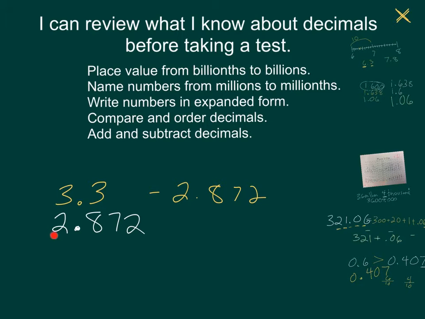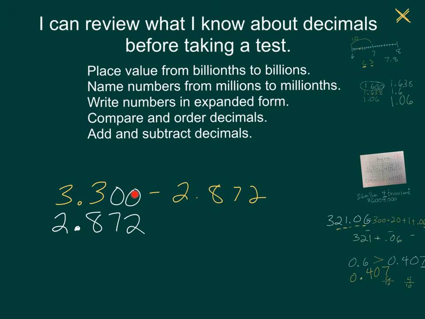Just double check your lineup. Yes, the ones places are lined up. The decimal point has not moved, it's in the same spot. My tenths place, and then I also am going to need some place values up here. So I've written in some zeros to help myself out, and now I can do my subtraction.